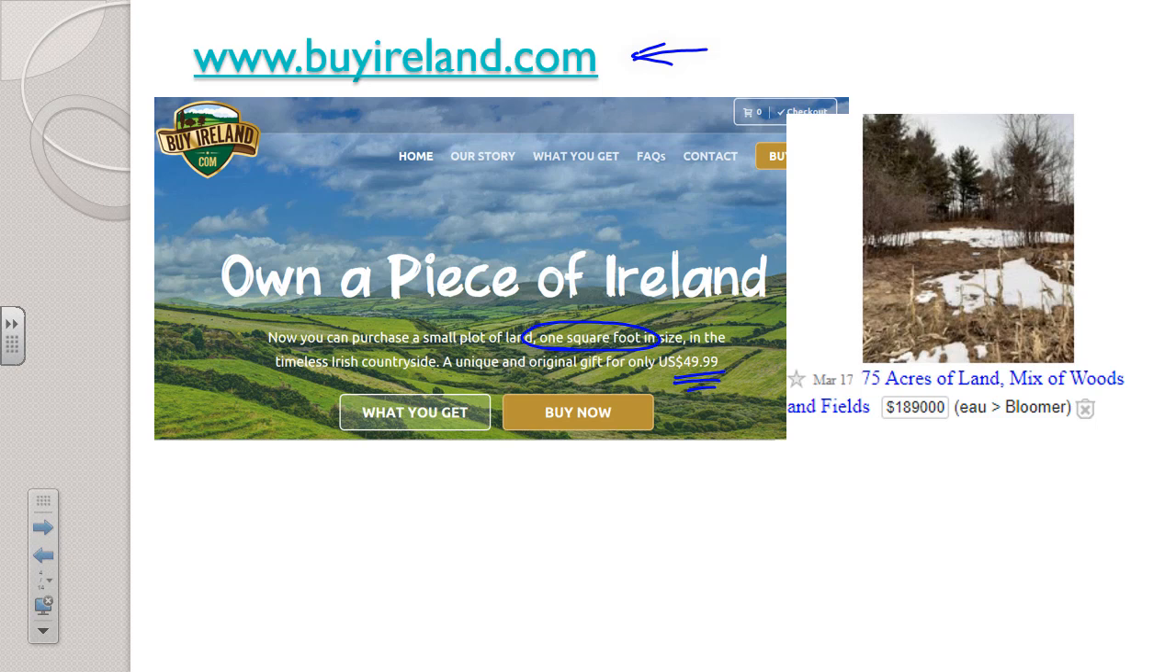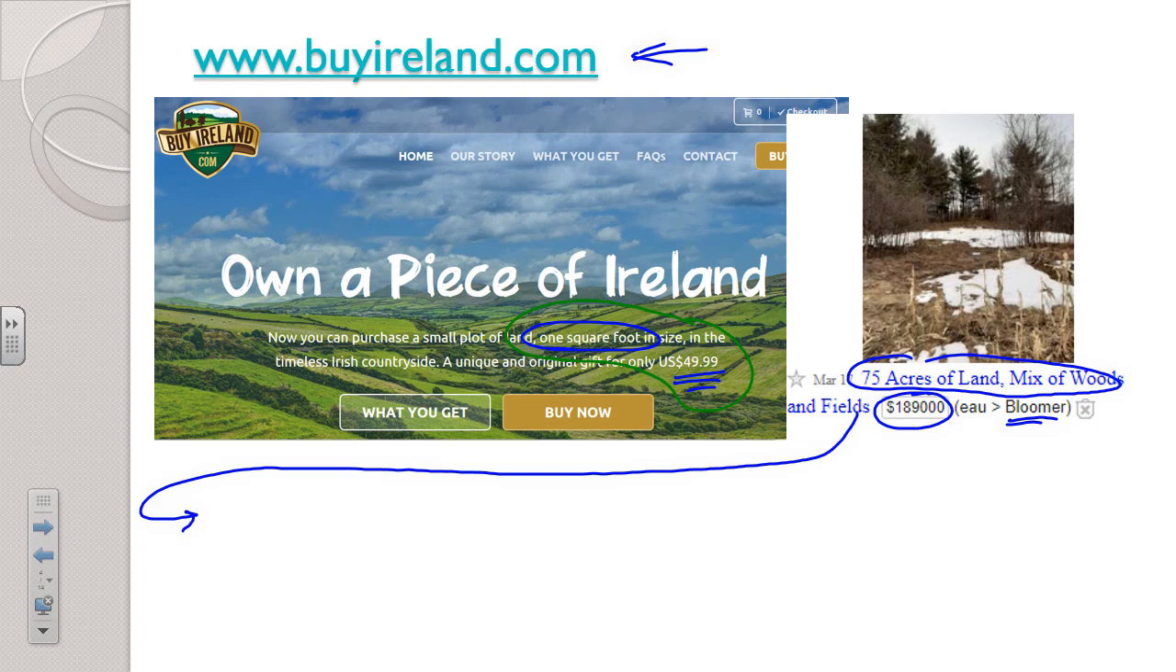Or you can buy 75 acres of land. This is near Bloomer, Wisconsin, for $189,000. So let's compare the price of these two. There's really not too much math to do on this one. It's $49.99 per square foot. So we want to find out what the cost per square foot of this land near Bloomer, Wisconsin is. So let's first of all figure out how many square feet you're getting.